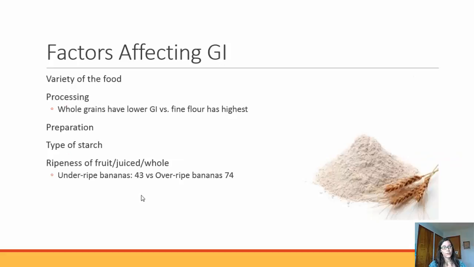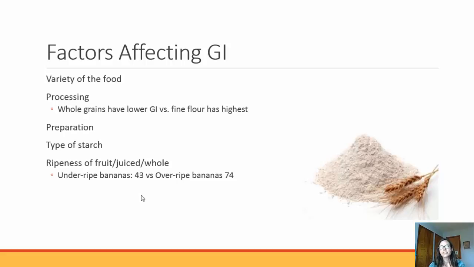The glycemic index of food can be affected by the variety of the food. Even when you're talking about different kinds of bananas or different kinds of fruit. We mostly only have one kind of banana, but you know what I'm saying. The different kinds of fruit, or the ripeness of the fruit, or the processing of the food, or the preparation of the food, all of those different things can affect the glycemic index.